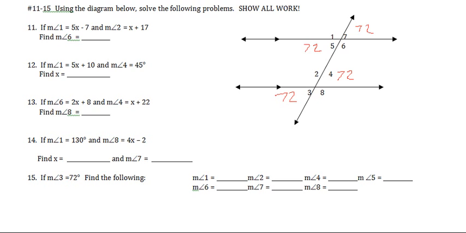My next one is, let's say this one, 8. This is going to be 108 because these make a straight line, which has to add up to 180. 2 and 8 are vertical angles, which are congruent. 6 and 8 right here are corresponding angles, which are always congruent. And 1 and 8 are alternate exterior angles, which are also always congruent.